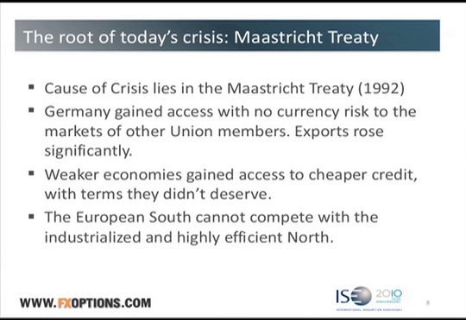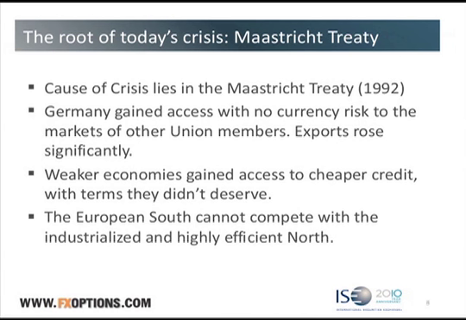With this treaty, the most powerful and technologically advanced nation in Europe, that is Germany, gained access with absolutely no currency risk to the markets of the other members. Exports were increased dramatically, but it was also good for other weaker economies within Europe, which benefited since they gained access to cheaper credit with far better terms that they otherwise wouldn't have received if they were not members of the Union. And this is exactly the problem.